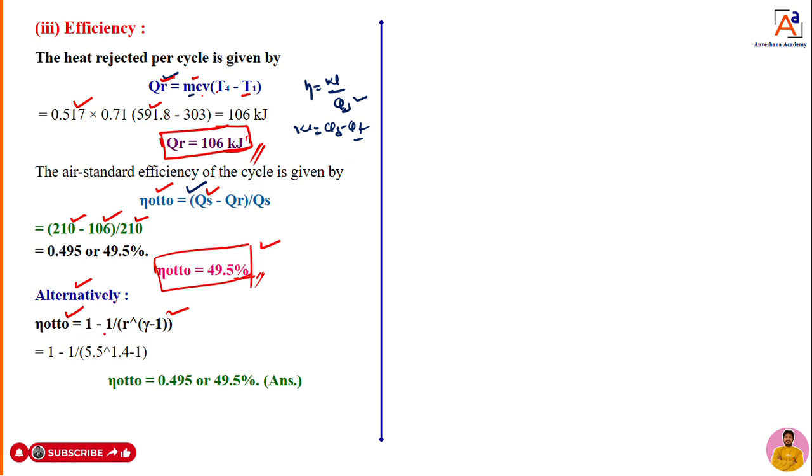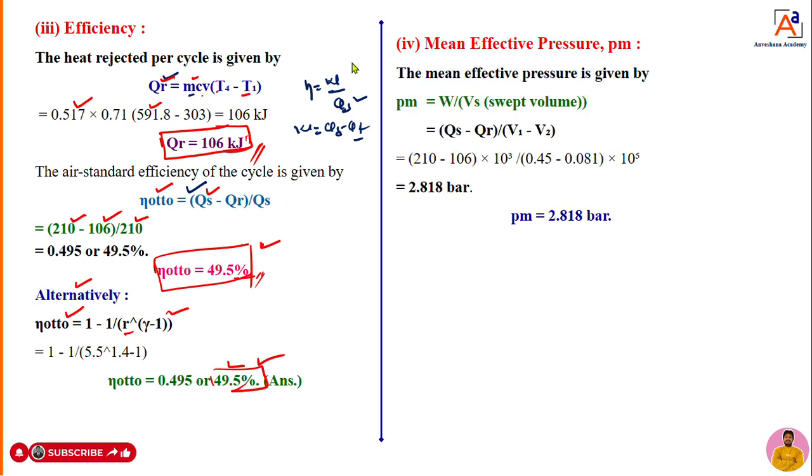Then I will substitute all the values: 1 minus 1 divided by 5.5 to the power of 1.4 minus 1. Do simplification, you are going to get 49.5%. Both are the same. We can calculate efficiency of the Otto cycle by any method. Out of these two, we can use any method to calculate the efficiency of the Otto cycle. Now the third parameter is done.